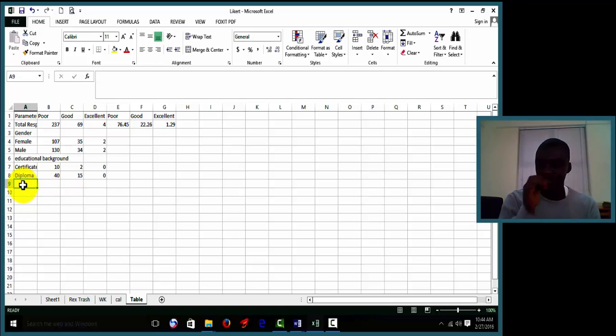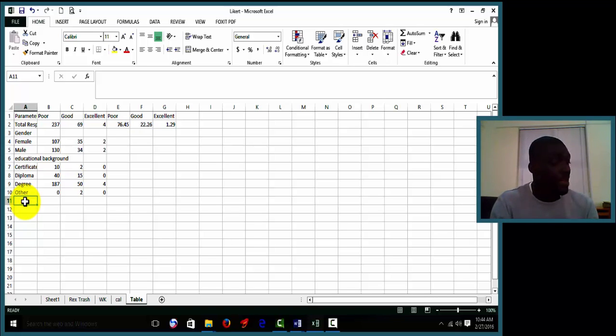So we are just keying them in. Then we go on to the next one, the degree and above. We have 187, then 50, and then 4. Then for the others, which the researcher didn't give us, we had 0, 2, and then 0. Good. So that gives us the place for the rest.